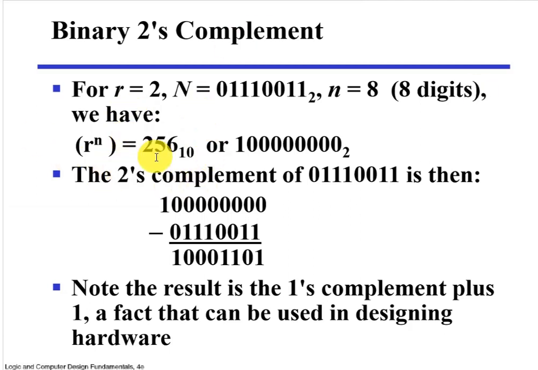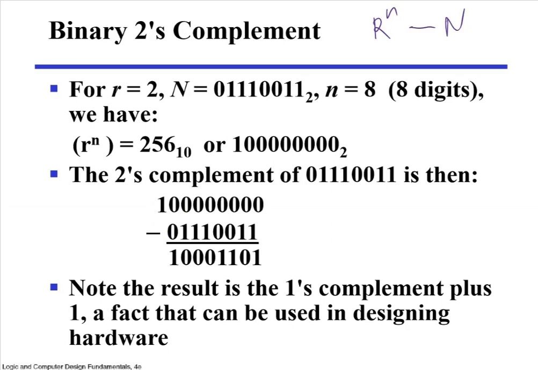Well, let's take a look at the following example. So here we have r equal to 2, and this is our binary number, and we want to get the 2's complement. The formula for getting the 2's complement is r to the n minus n. Actually, this r is the radix, small r. So this is the formula for getting the 2's complement. So r to the n, this is our n, is equal here to 256.